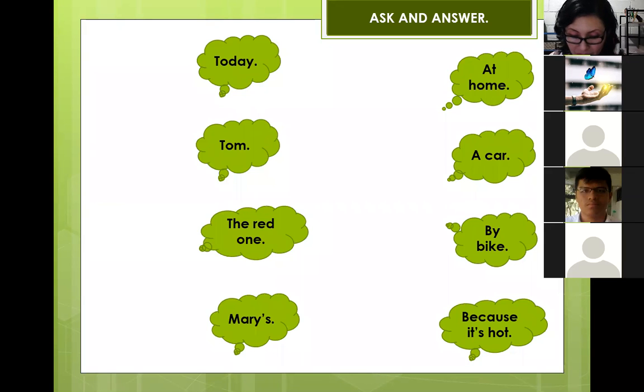Asking information about somebody. About time, right? About something, es verdad. No, it's number six. Asking information about time. Don't worry, it's okay. Thank you very much.